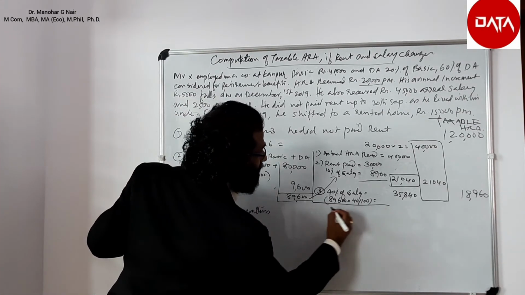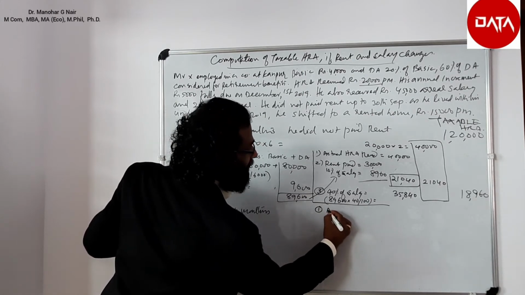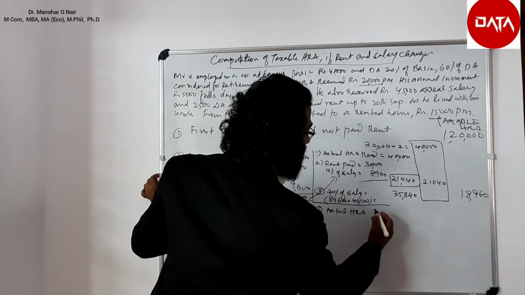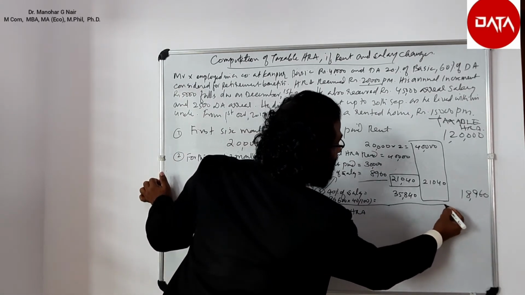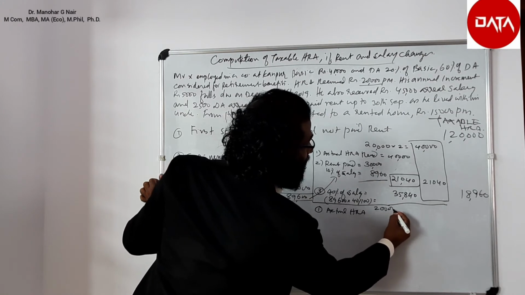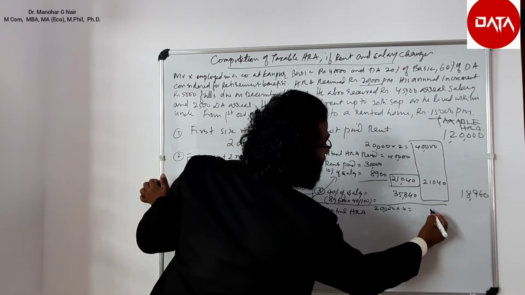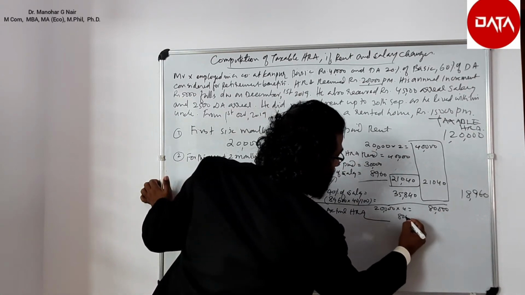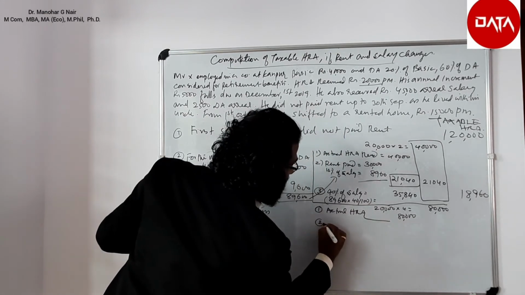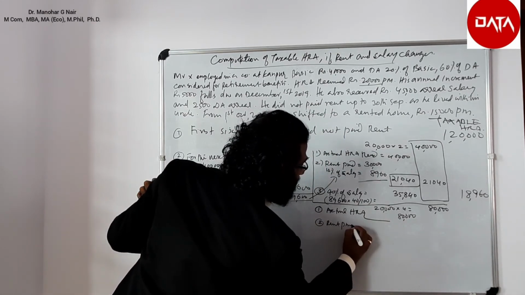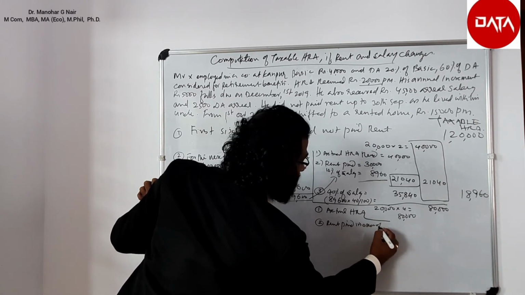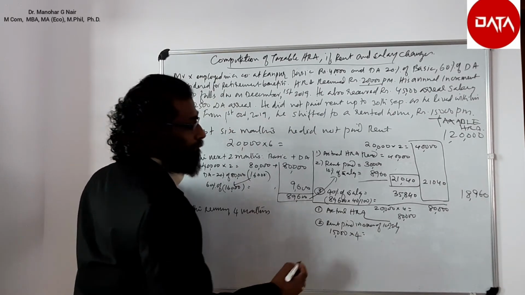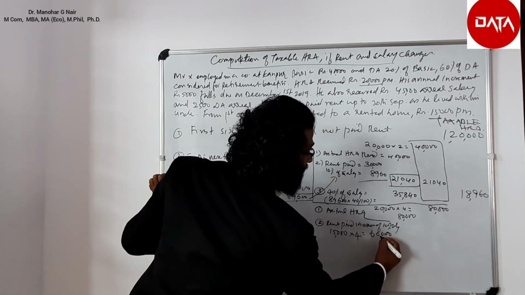First point is actual HRA received. Actual HRA received is equal to 20,000 into 4 months, 80,000 rupees. That is the first condition. Second condition is rent paid in excess of 10% of salary. Rent paid here is 15,000 into 4, that is equal to 60,000.